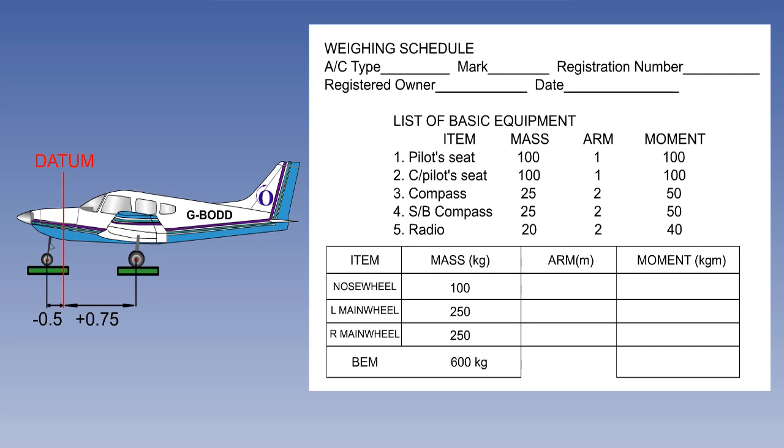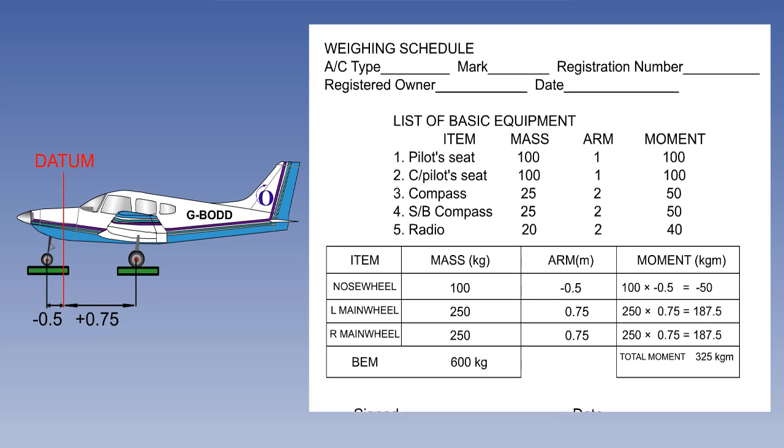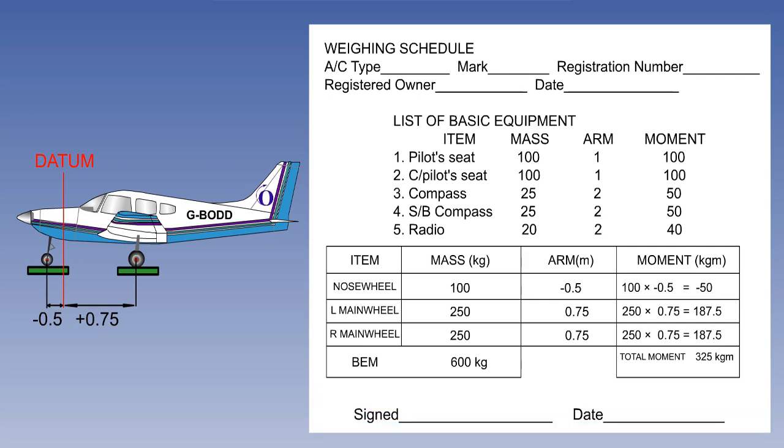First, the mass readings for each wheel are entered and totalled. Entering the arms, we can calculate the individual moment by multiplying the mass by the arm. Finally, the total moment is calculated. In this case, the total moment is 325 kg-meters. We now have the basic empty mass and total moments of our aeroplane.